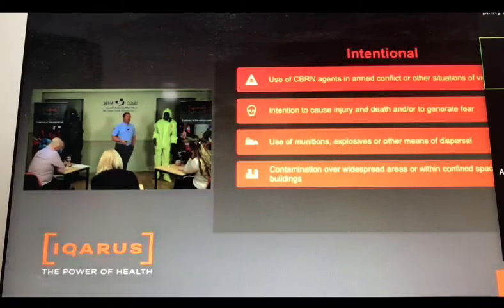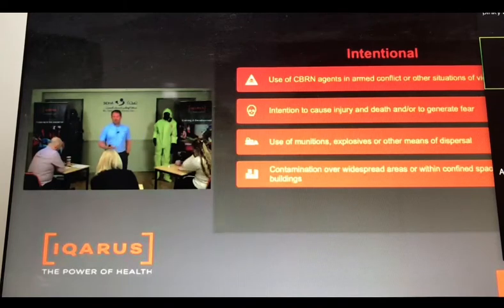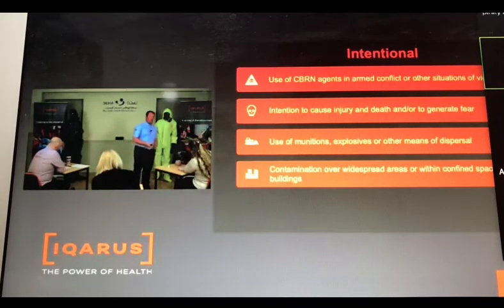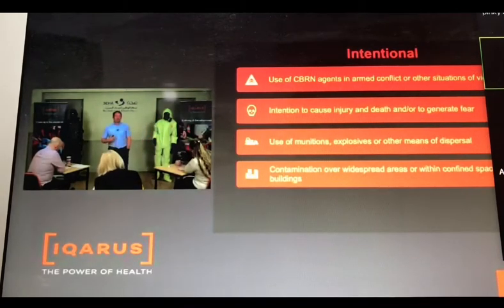There could be contamination over widespread areas or confined spaces. So if I was to release a liquid chemical in a city block, that contamination is going to get on all the buildings, all the vehicles, and all the people. So that'll very quickly spread. And because it sticks to things, it makes them long-term hazards. Whereas if I release a small gas within an office, that will only affect the people in that office and that office space. It won't go anywhere else.